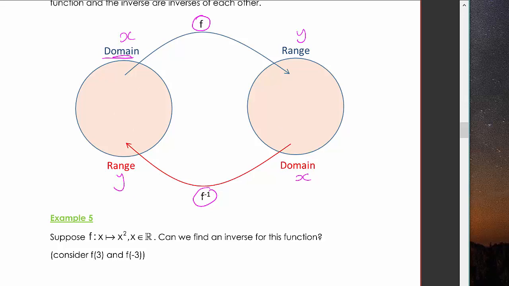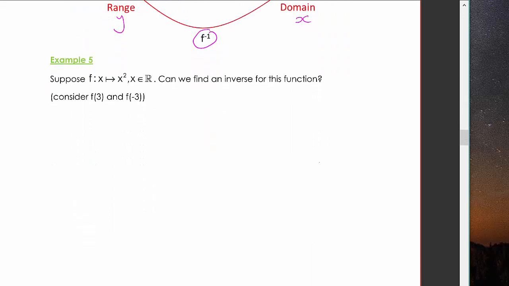So for the inverse function, these are the y values. So there's this interchange between x and y. And we'll see that that's useful in some of the examples below.